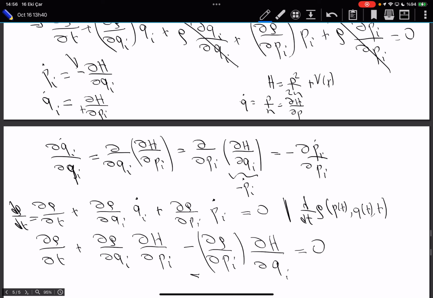It is this one. So how do you take the total time derivative? Well, you take the derivative of rho with respect to p, then take the time derivative of p with respect to t, it is this one, and then take the derivative of rho with respect to q and the derivative of q with respect to t, it's this term, and the time derivative with respect to the explicit time dependence. So this basically tells me that the density of states, the density in phase space doesn't change in a moving reference frame.